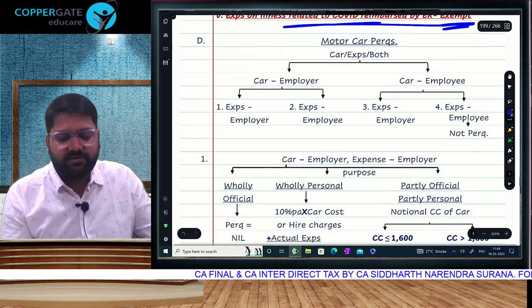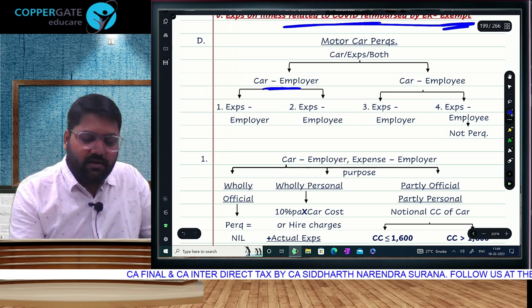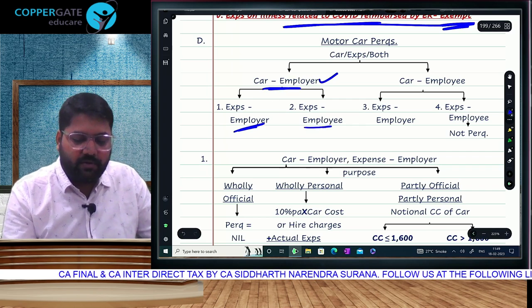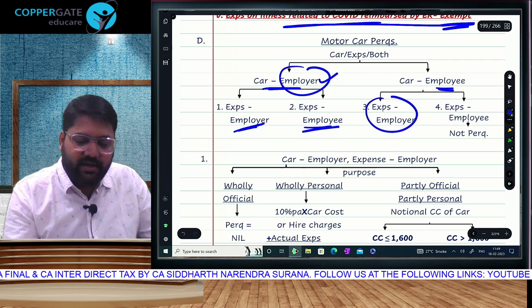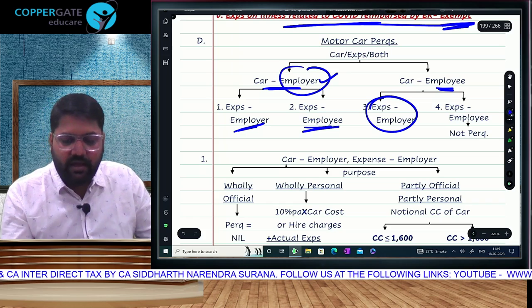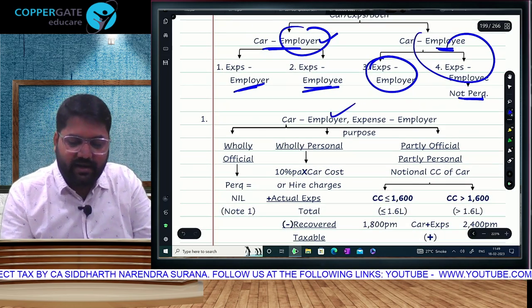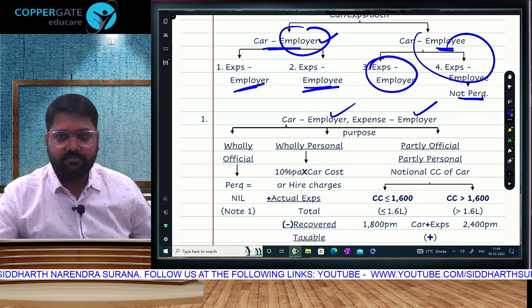And the last big perquisite, motor car perquisite. What are the possibilities? Car and expense, both are given by employer. Car is of employer, but you are incurring expense, so only this much is the perquisite. Car is yours, only he is giving expense, so only this much is perquisite. And both are yours, then there is no perquisite, obviously. Okay, if boss is giving car as well as expense, that means all expenses are incurred by him only.